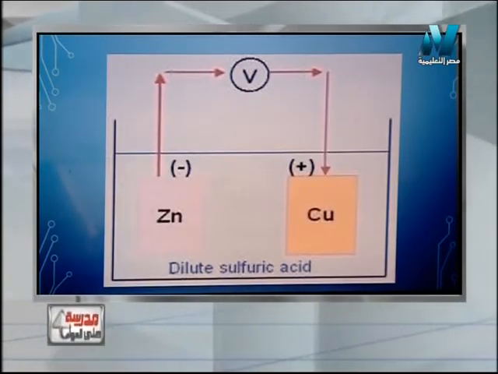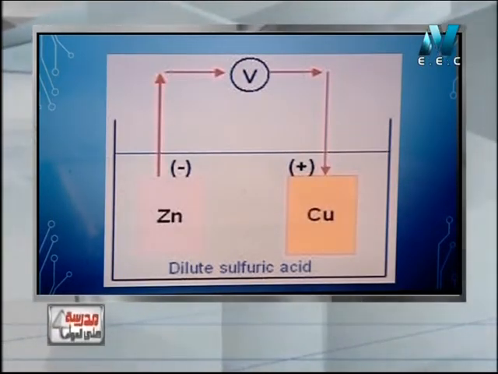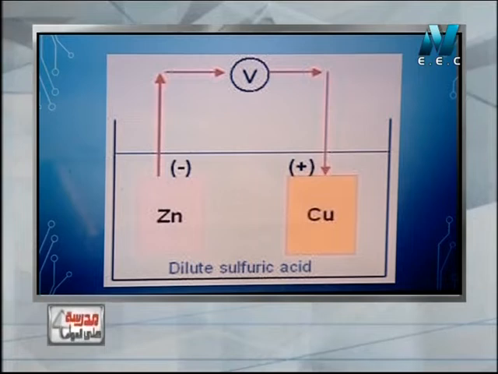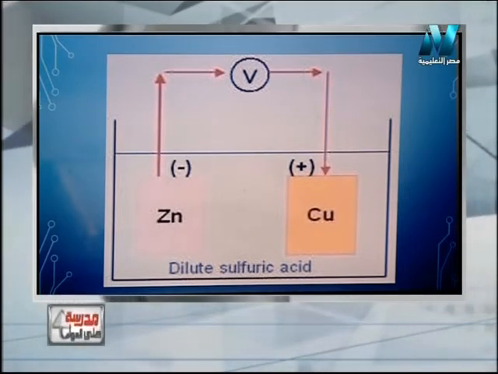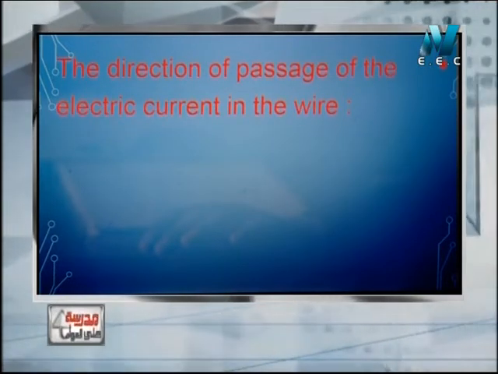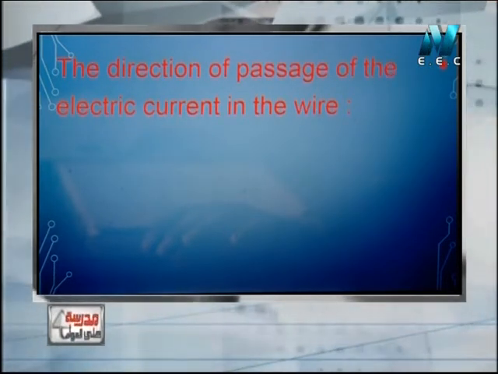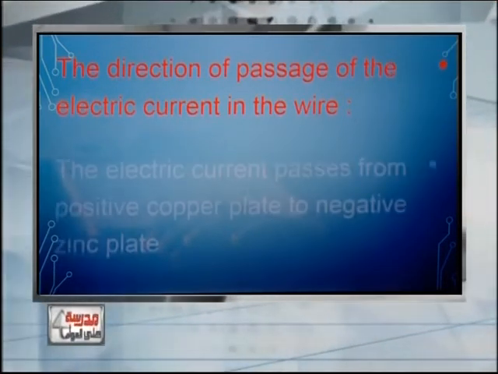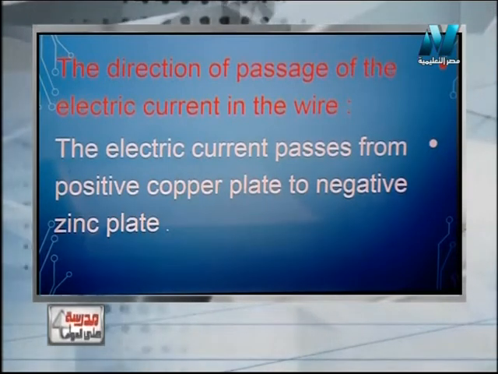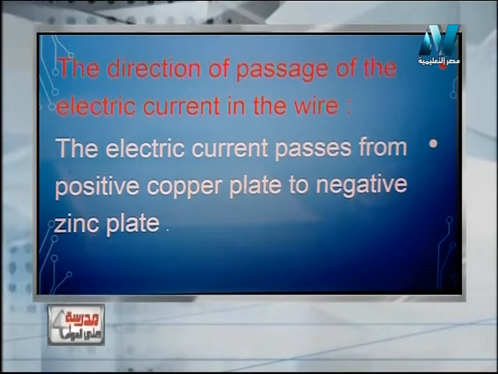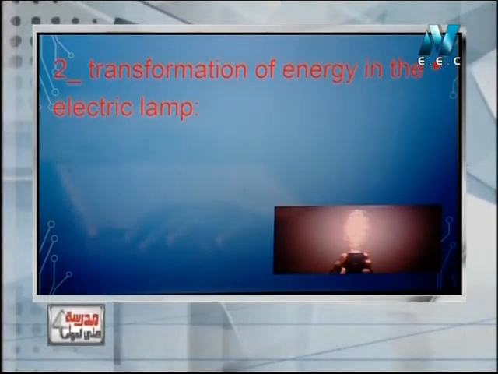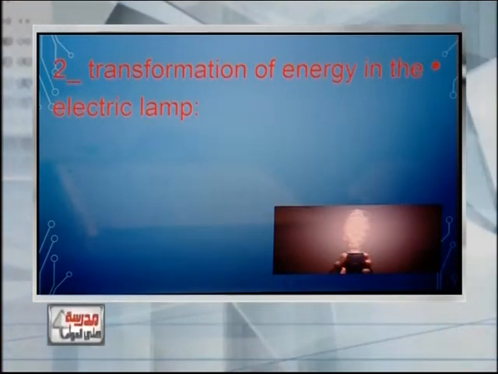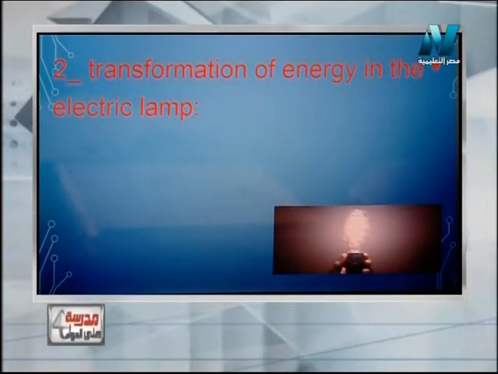Copper and zinc, as you see, my dear student. And between them is dilute sulfuric acid, a liquid, to help the transfer of electrons. The direction of passage of electric current in the wire is from the positive copper plate to the negative zinc plate.